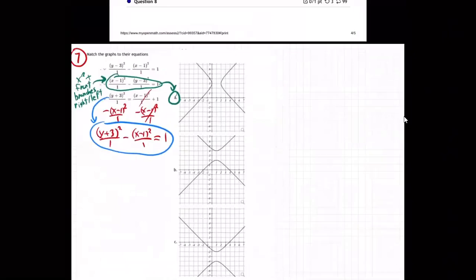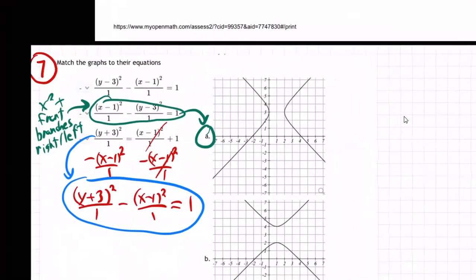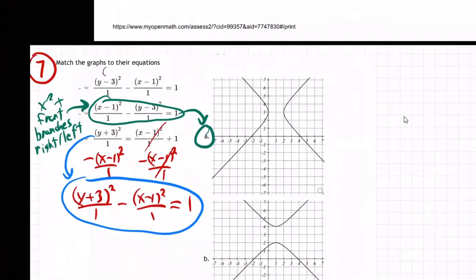So let's find the center. What's the center of this one up here, this top equation? The center of this one is going to be the opposite of x. X is minus 1, opposite is plus 1. And then the opposite of minus 3, plus 3. So it's plus 1, plus 3 right there. See how the center is over 1, up 3? Oh, wait. Yeah, that's true, but the branches are in the wrong direction, right? This one has y in the front, right?